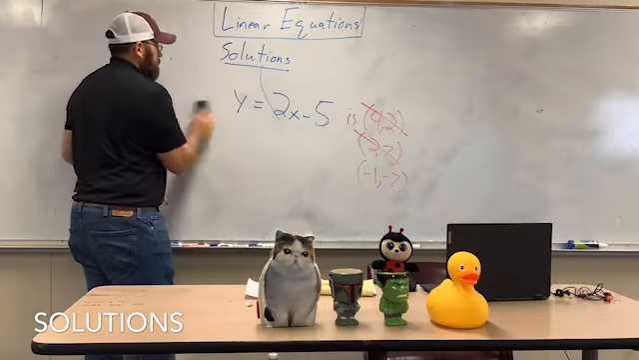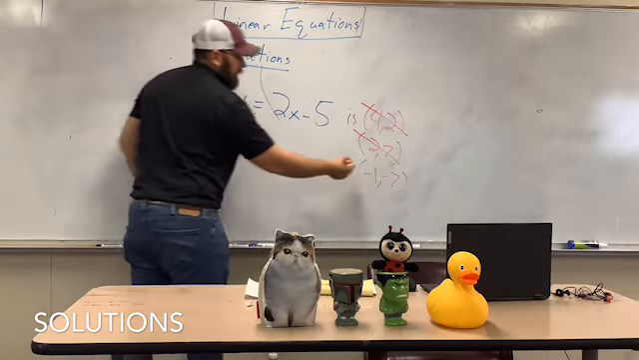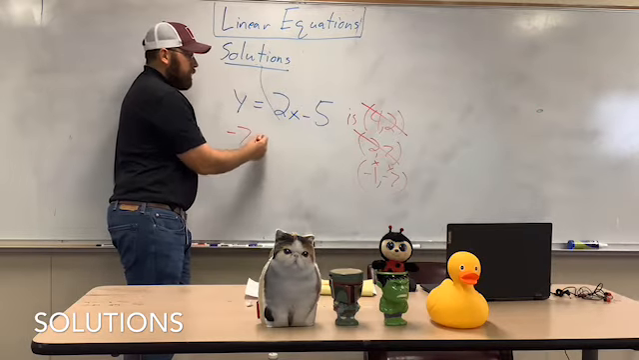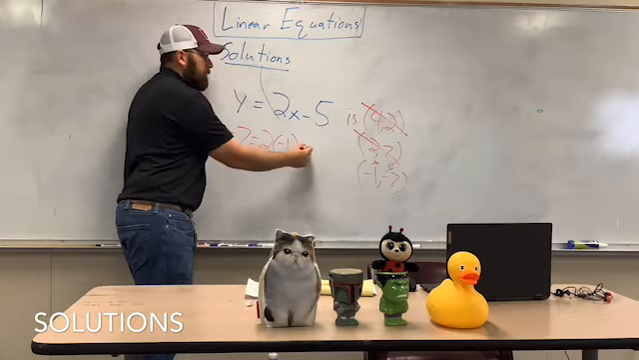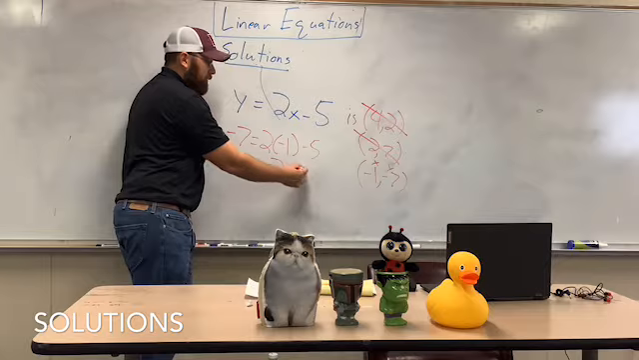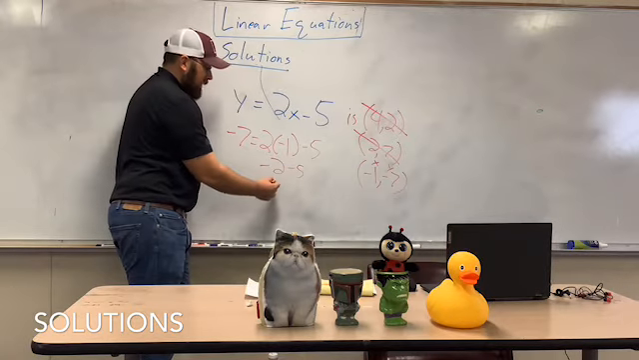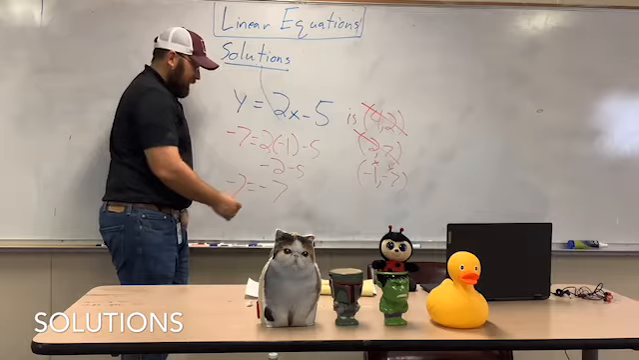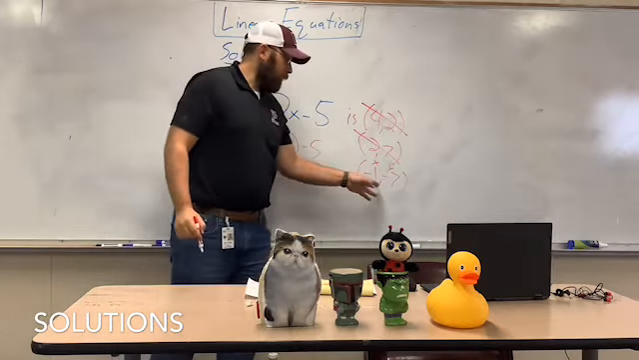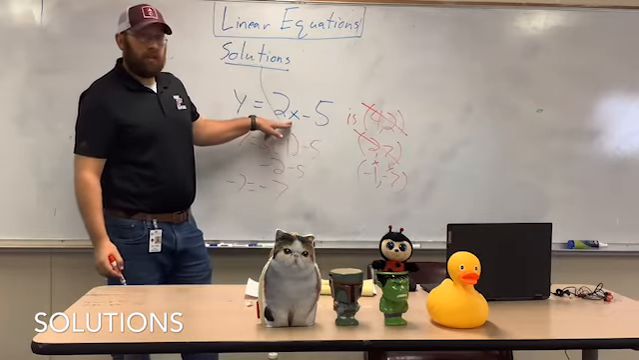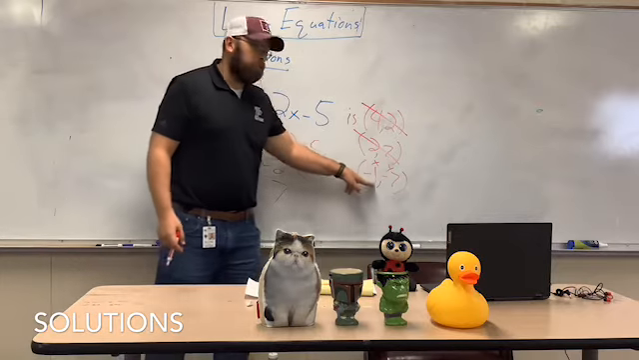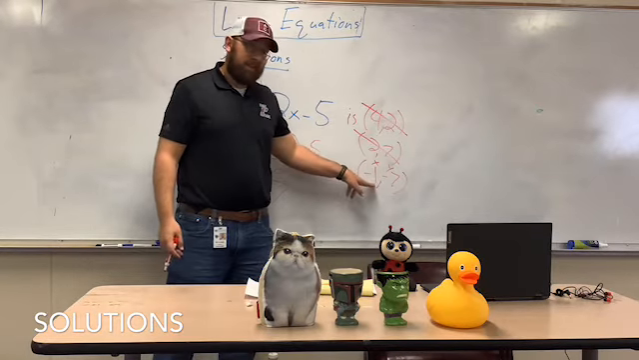Now we'll do the last one. (-1, -7). That's my x point, that's my y point, and I plug it in. So -7 equals 2 times -1 minus 5. So 2 times -1 is -2, minus 5. -2 minus 5 is -7. So does -7 equal -7? Yes, it does. So (-1, -7) is a solution for this linear equation. And when you graph this line, it will go through the point (-1, -7).